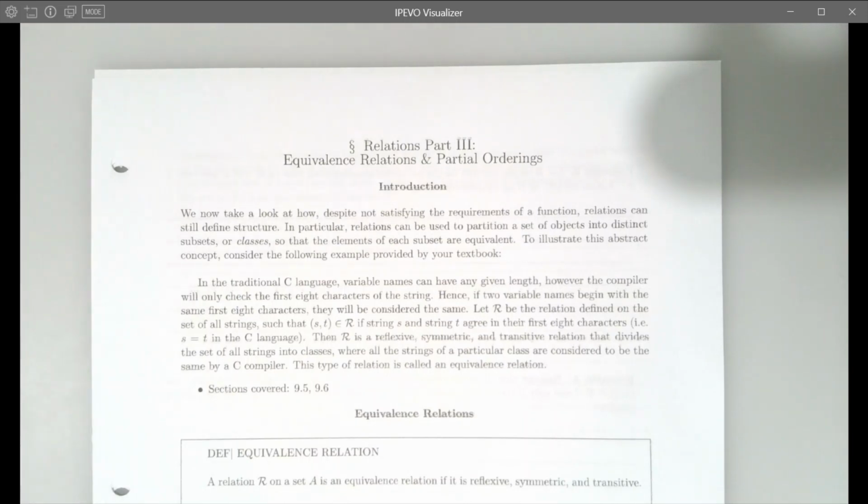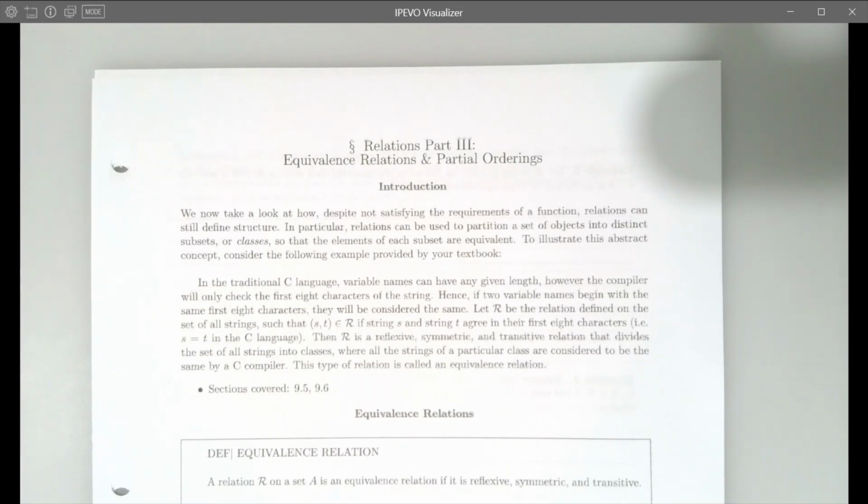In the C language, variable names can have any given length. However, the compiler is only going to check the first 8 characters of the string. Hence, if two variable names begin with the same first 8 characters, they will be considered to be the same. So we can define a relation R on the set of all strings such that (S, T) is an ordered pair in the relation if string S and string T agree in their first 8 characters, meaning the C compiler is going to consider both of those strings to be the same.